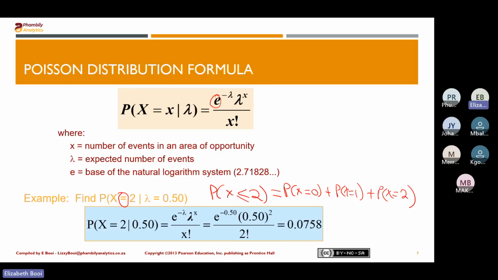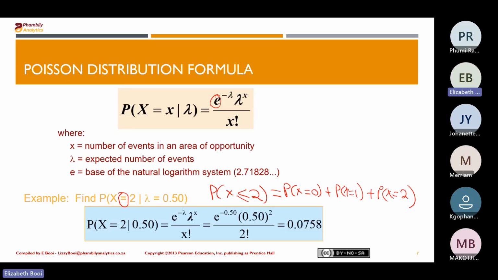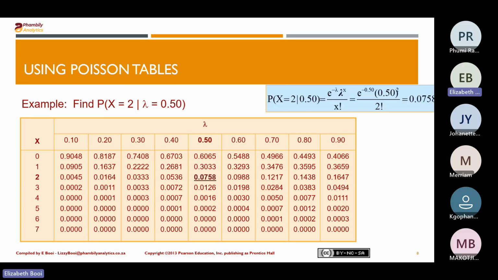The easy way, so that you don't get confused with formulas, you still need to know how to use the formulas. But the easy way, especially in the exam, is to use the table. Hence, we're going to introduce the Poisson table. A Poisson table looks different to the binomial table.